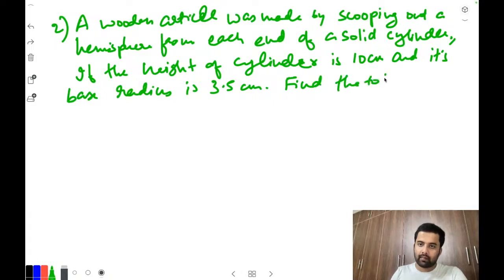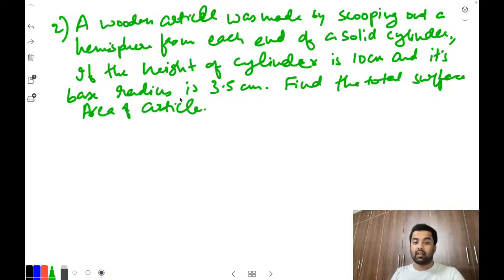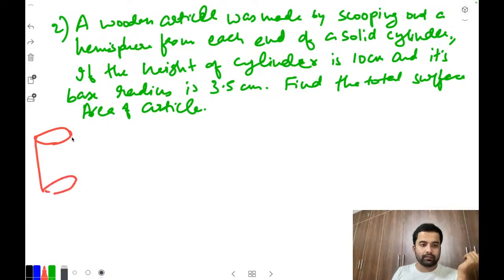Find the total surface area of the article. First, imagine the diagram in your mind, then only proceed with your answers. I will let you know one thing here. For this particular chapter, if you are able to imagine the diagram, you can figure out which formula you are going to apply. So let me draw the diagram here, then only proceed with the answers. Here we were having a cylinder.